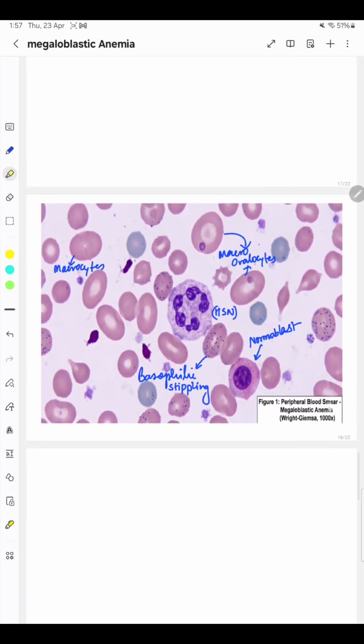So on peripheral smear, there are macrocytes, RBC size increased, some macro-ovalocytes. Some of the RBCs show bluish stippling known as basophilic stippling. Normoblasts can also be seen, immature RBCs secreted into the peripheral smear. This is the hypersegmented neutrophil having more than 5 nuclear lobes: 1, 2, 3, 4, 5, 6. So these are the classical findings of the megaloblastic picture.